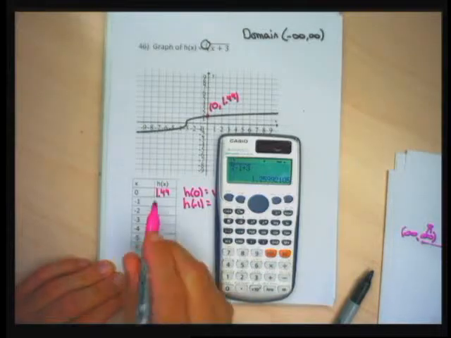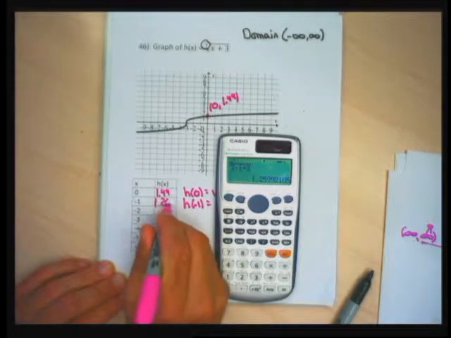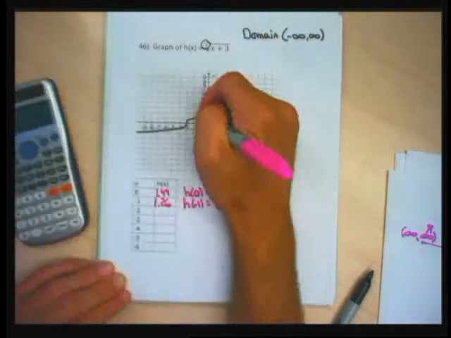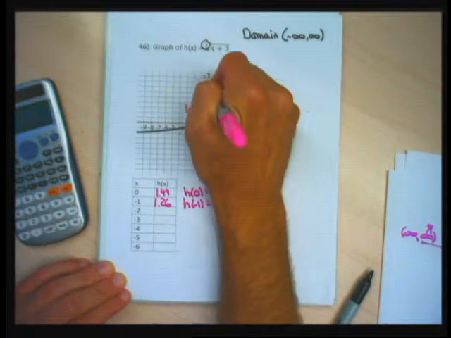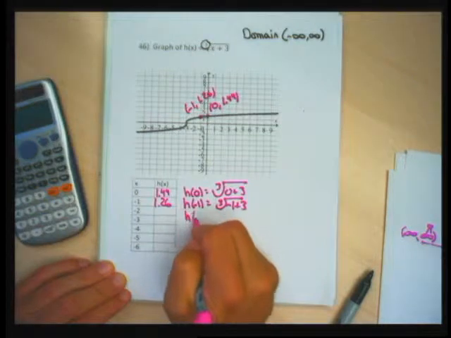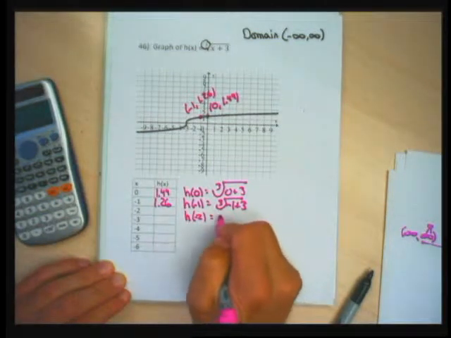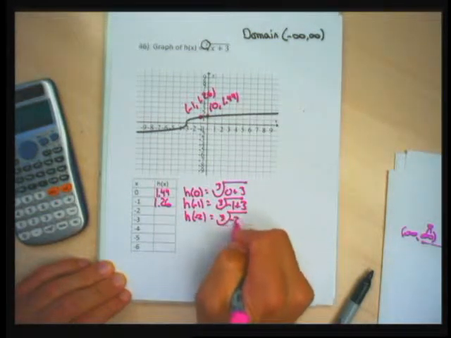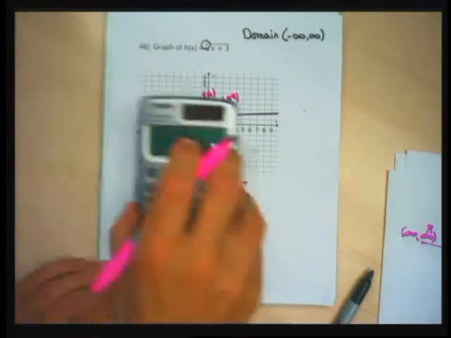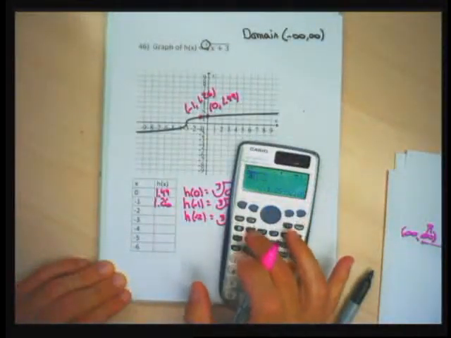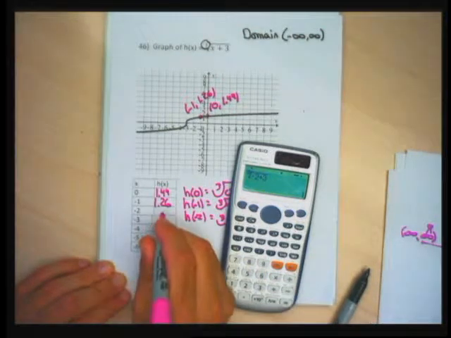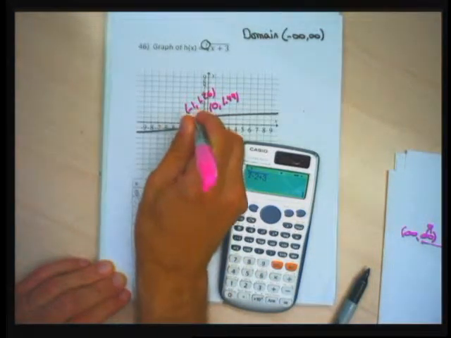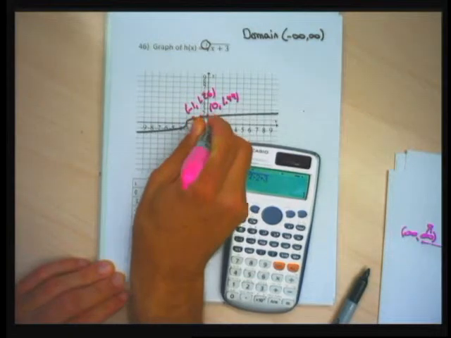I get 1.26. So negative 1, 1.26 is that point. That's the point negative 1, 1.26. Now I'm going to do h of negative 2, which is the cube root of negative 2 plus 3. So shift cube root negative 2 plus 3, and I get 1. That's this point right there, the point negative 2 comma 1.